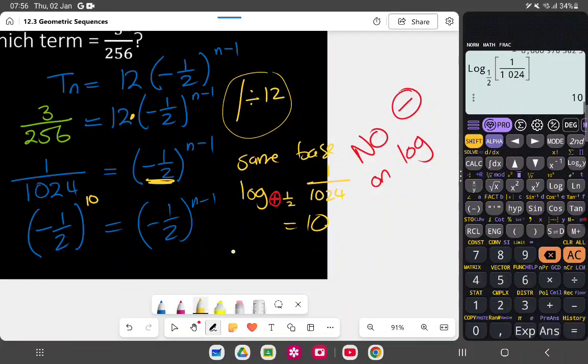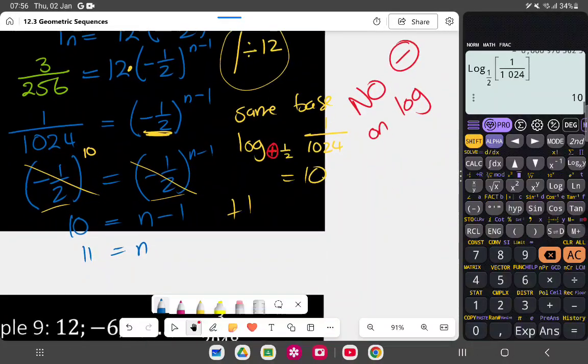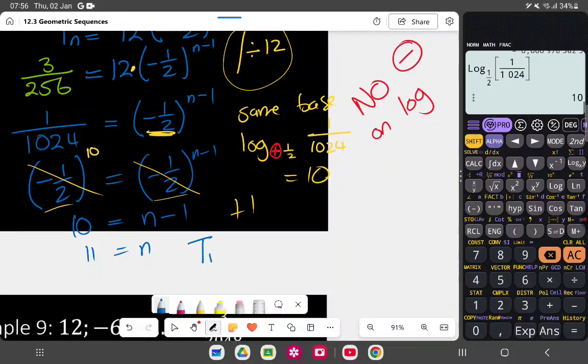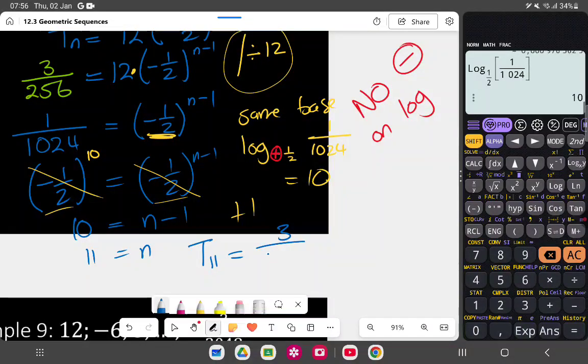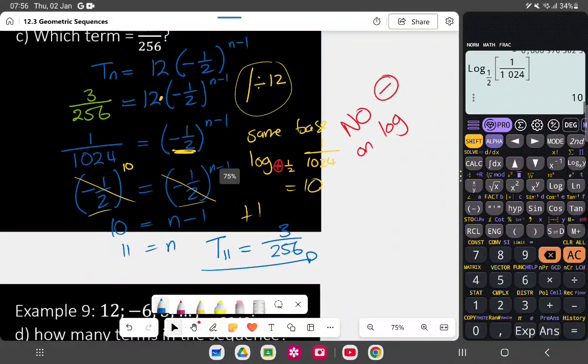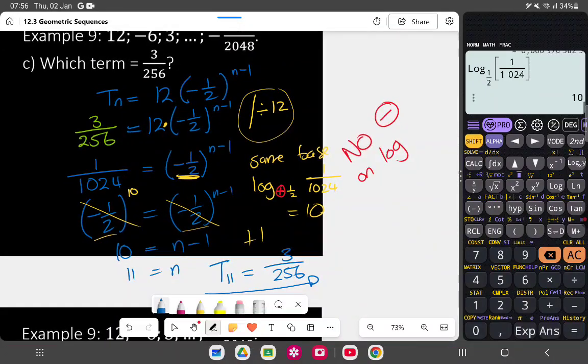Now I can drop my bases. These two are identical. I can cancel them out, and I can say, okay, 10 is equal to n minus 1, plus 1 on both sides. So n is equal to 11. This means that term 11 is equal to 3 over 256. That's what it means. Okay.